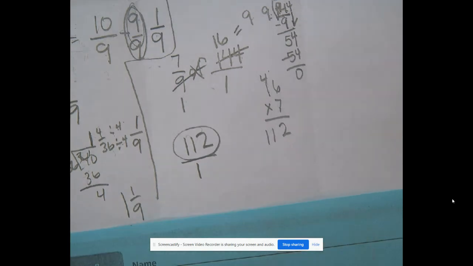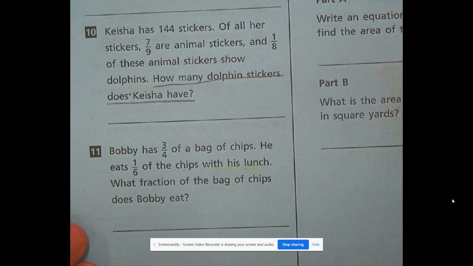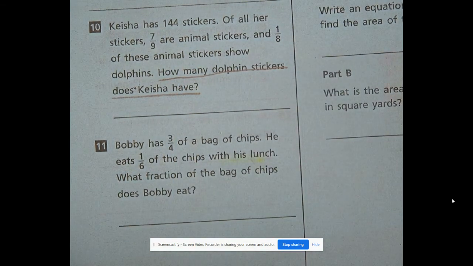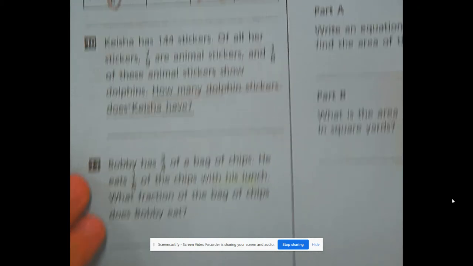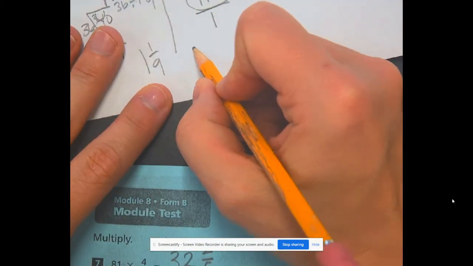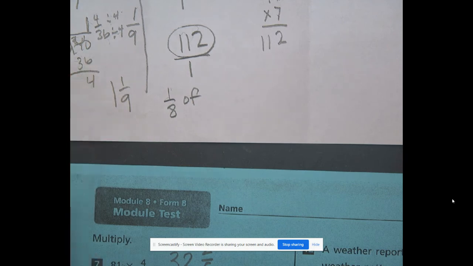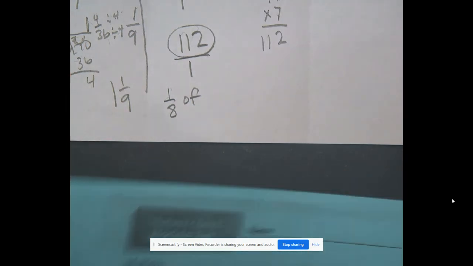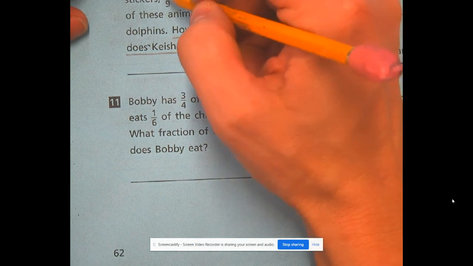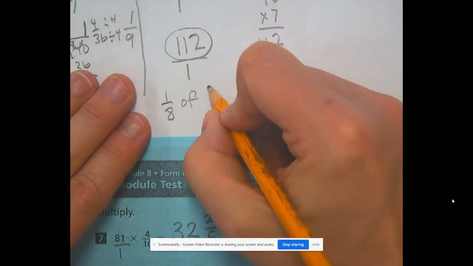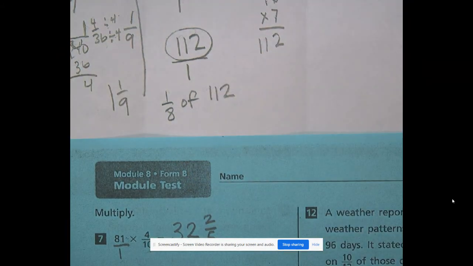They asked us how many dolphin stickers, okay? So of the animal stickers, how many are dolphins? 1/8. So what are we finding out? 1/8 of... Okay, guys, I heard 7/9. We are done. We found this out. No more 7/9 in our problem. 7/9 is 112. So 1/8 of 112. What we found out what 7/9 is.